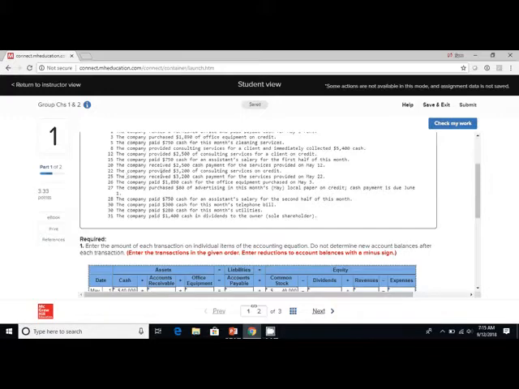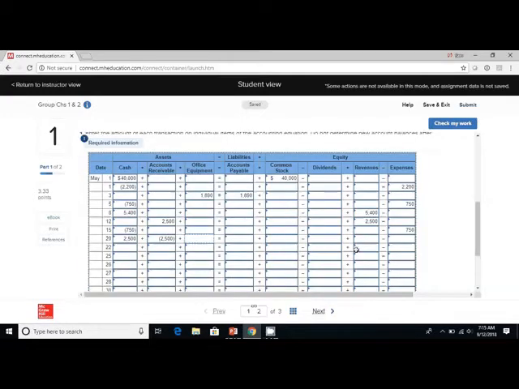All right, on the 22nd, the company provided $3,200 of consulting services on credit. Okay, well, that's that whole revenue item again, right? I did consulting services on credit. $3,200 is going to be the revenue, and I think the customer is going to owe me that. $3,200, that's what on credit means.